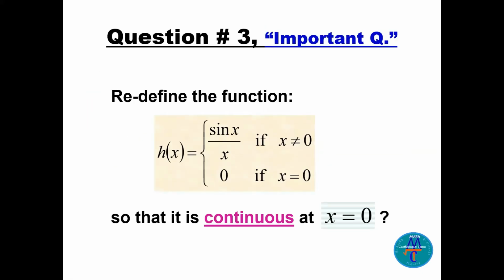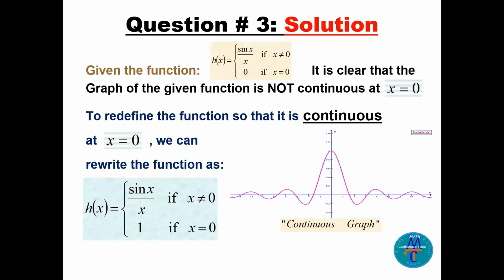Question number 3, redefine the function h of x, sine of x over x if x is not equal to 0, h of x is equal to 0 if x is equal to 0, so that it is continuous at x equal 0. Now we know the graph of sine x over x. It is not continuous at 0. But the question says redefine it. So what do we do?